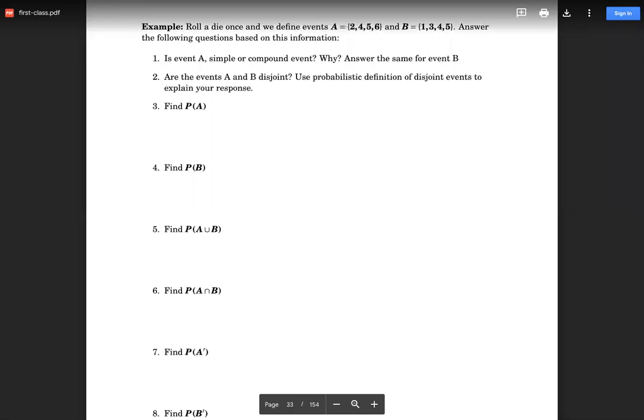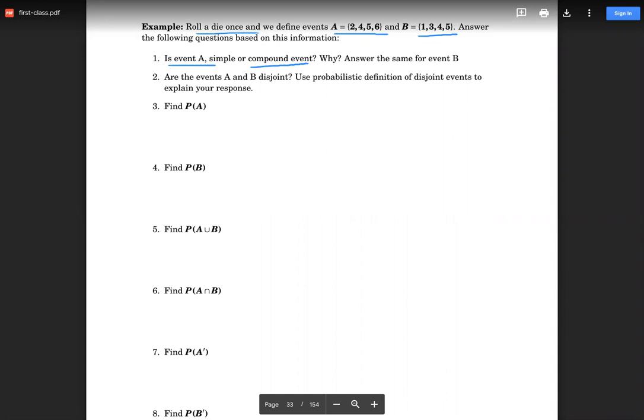If you roll a die once, we define the following events. A is 2, 4, 5, 6, and B is 1, 3, 4, 5. Okay, these are the two events. Answer the following questions based on this information. Is event A a simple event or a compound event? Compound event is the term they use.